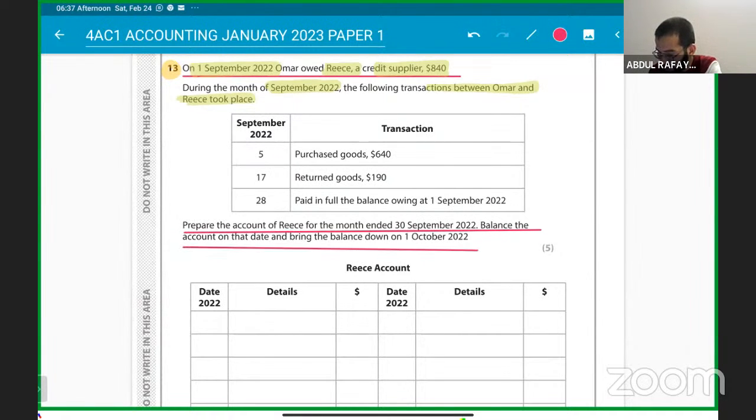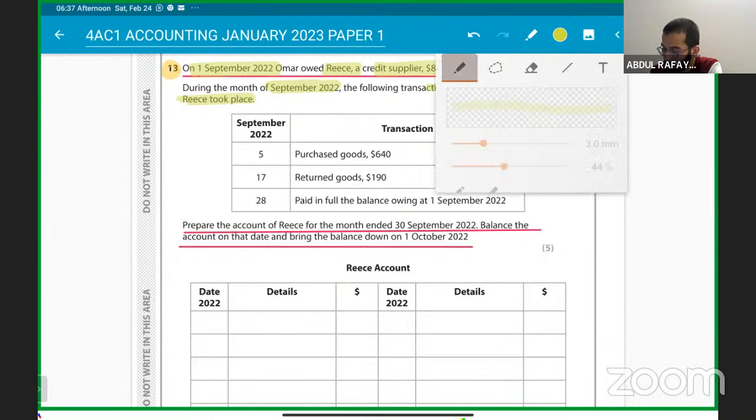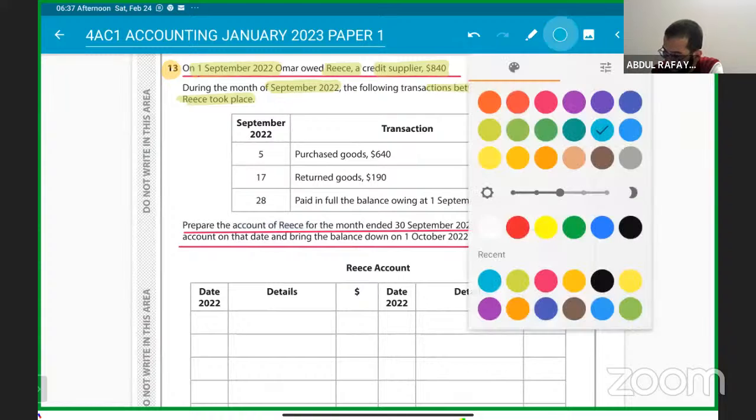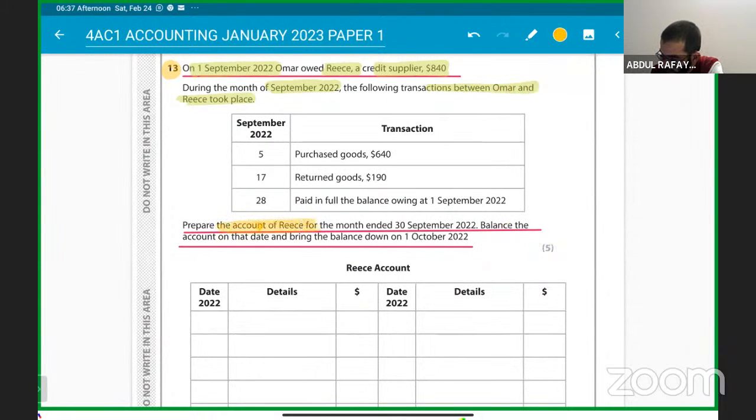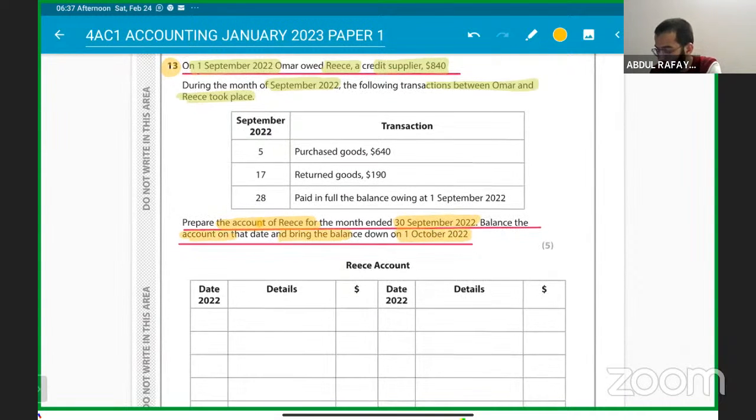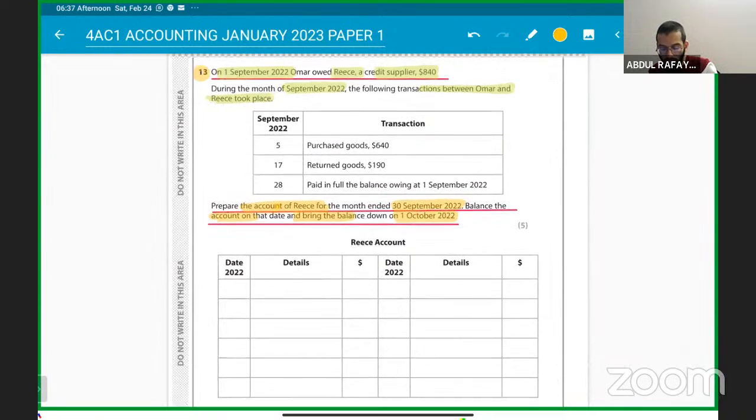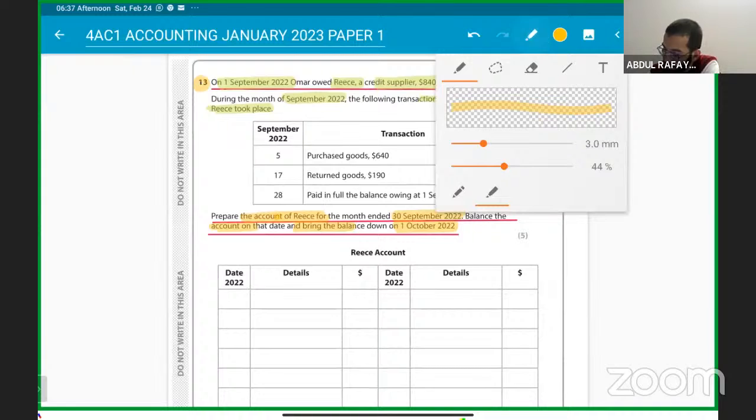You have to think of yourself as Umar and you are making the account of Reese in your accounting books. Getting it clear? We have to prepare the account of Reese for September, up to 30th September, and bring down the updated balance. And these things we have to do for 5 marks. We have to make the Reese account.